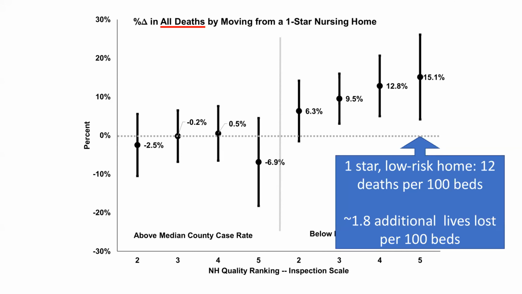For a one-star nursing home, let's see, my video is blocking. Okay, for a one-star nursing home, we have about 12 deaths per 100 beds. So you can think these high quality nursing homes in low risk areas have about 1.8 additional lives lost per 100 beds.